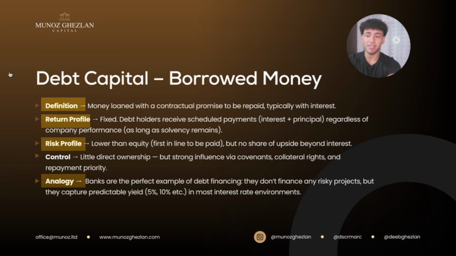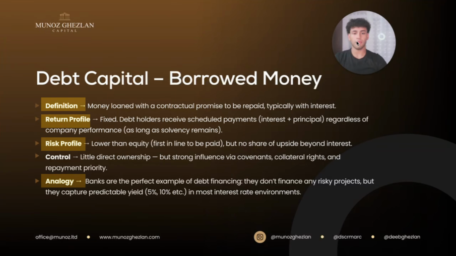So our analogy in this case is going to be banks. Banks are the perfect analogy for debt capital, and they pretty much represent debt financing. They don't take on any risky projects. They capture predictable yield across interest rate environments.